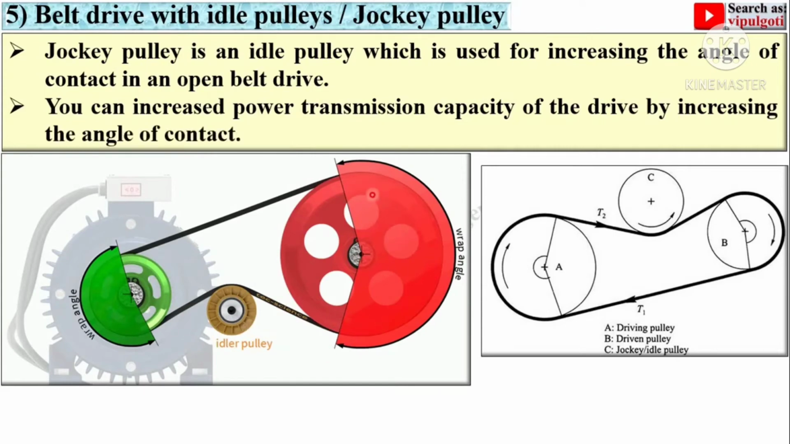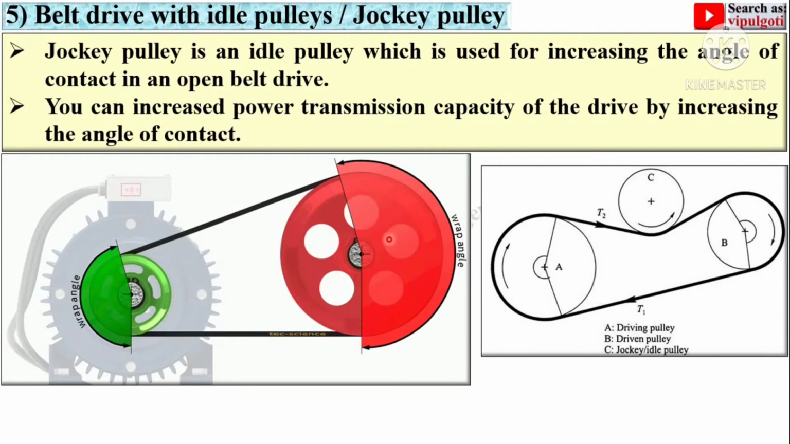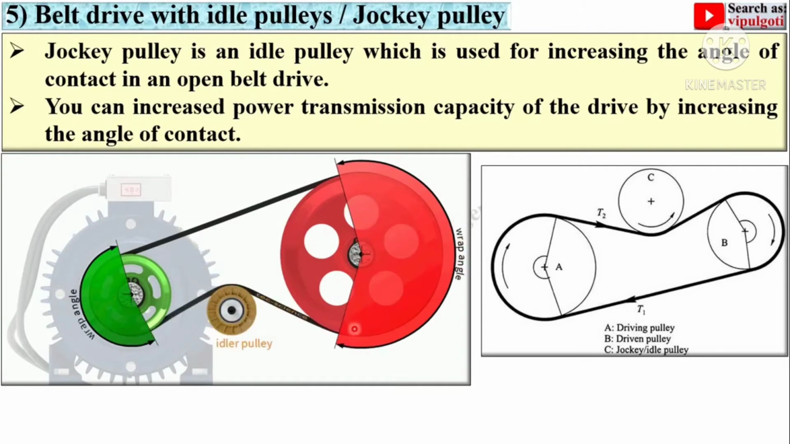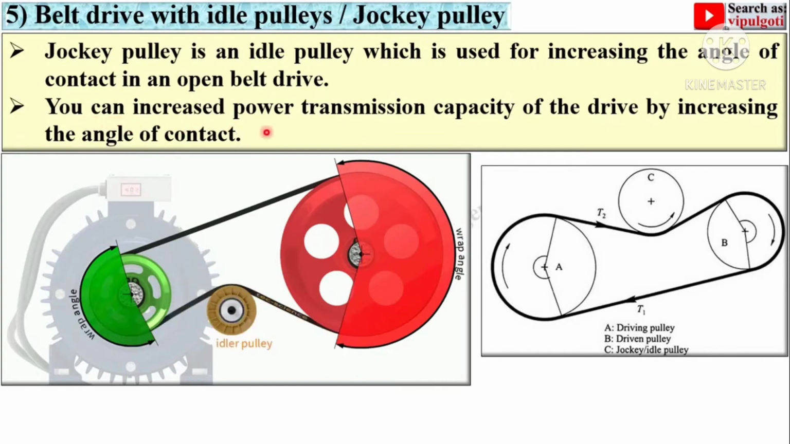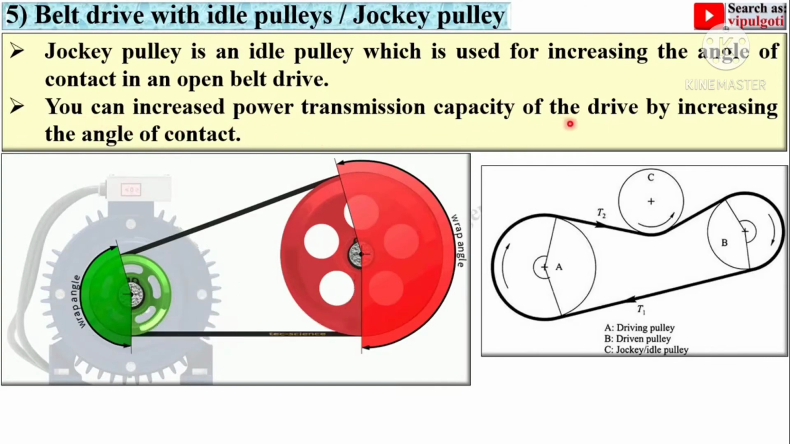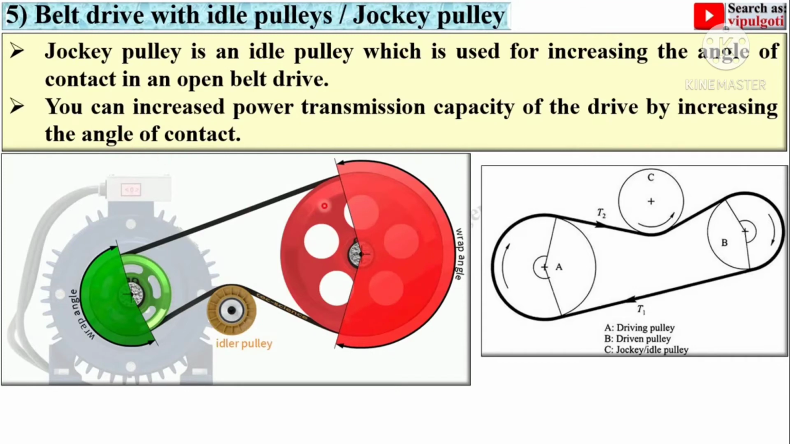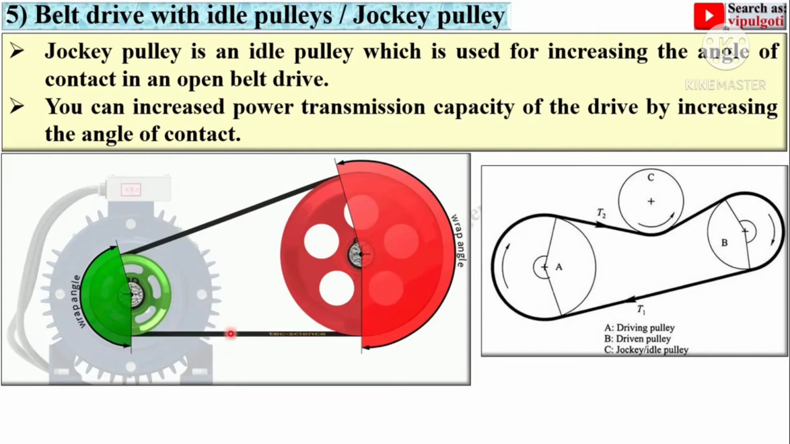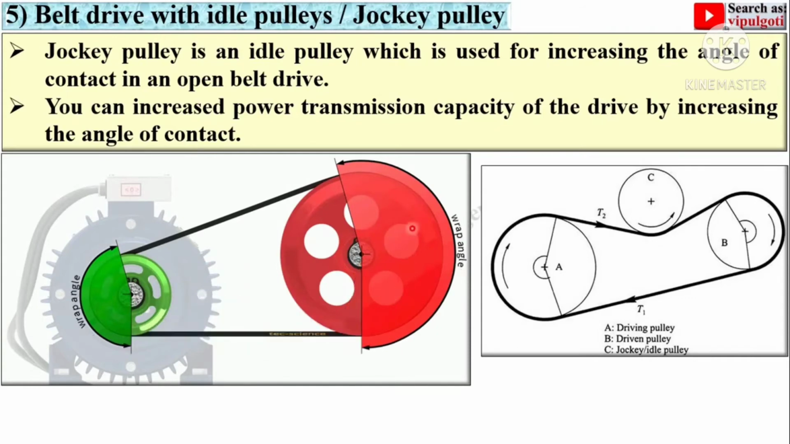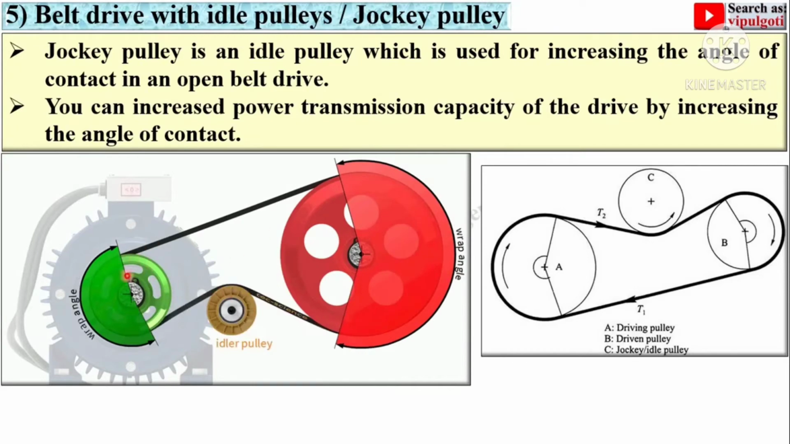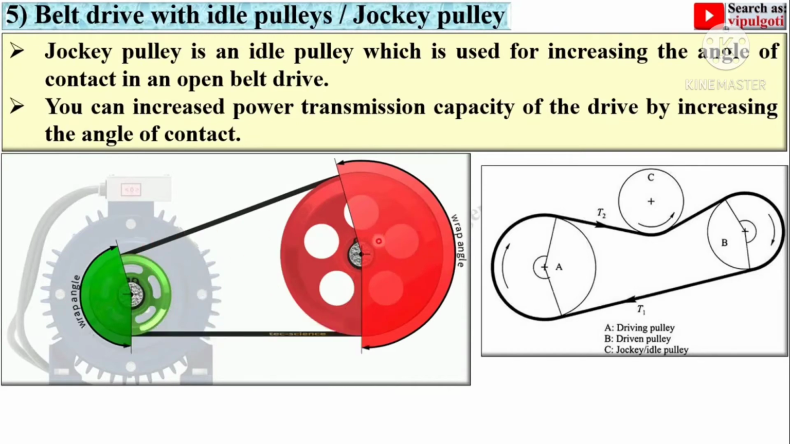Here you can see, by using the idle pulley you can increase the wrap angle, or sometimes it is called the contact angle. You can increase power transmission capacity of the drive by increasing the angle of contact. So in short you can say with the help of the idle pulley you can increase the wrap angle, so that you can increase the power transmission capacity of the belt drive.